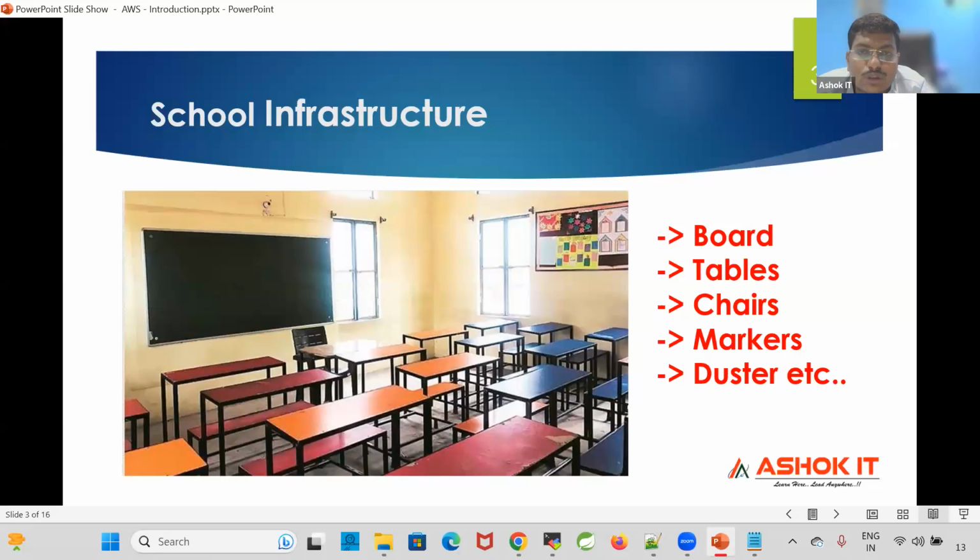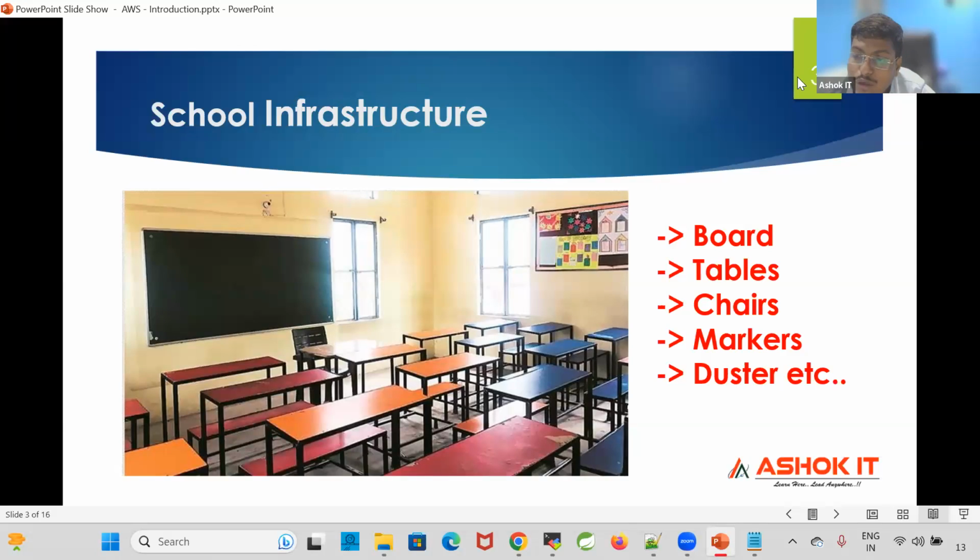So what are the resources that are required to run our school? That is called infrastructure. To run a school, boards are required, tables are required, chairs are required, markers, duster, fans, ACs, lighting, everything. Security guard is required, staff is required. So many things are required if you want to run our school. That is called infrastructure.